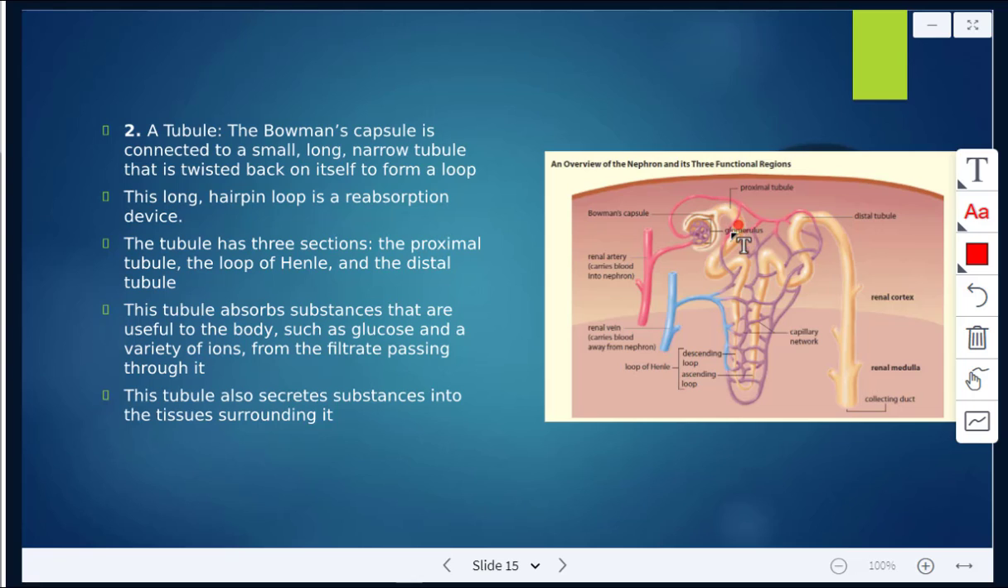Okay, now we are looking at the tubule part. All right, so we've got the proximal tubule here. It extends down. It's called the loop of Henle. It has the descending loop, and then upward is called the ascending loop. And keep following that, and then we get to the distal tubule. All right, so the Bowman's capsule is connected to a small, long, narrow tubule that is twisted back on itself to form a loop. The long hairpin loop is a reabsorption device. The tubule has 3 sections: the proximal tubule, the loop of Henle, and the distal tubule. This tubule absorbs substances that are useful to the body, such as glucose and a variety of ions, from the filtrate passing through it. This tubule also secretes substances into the tissues surrounding it.